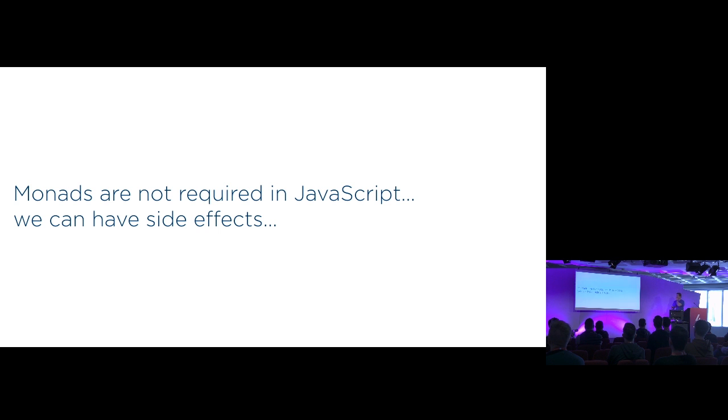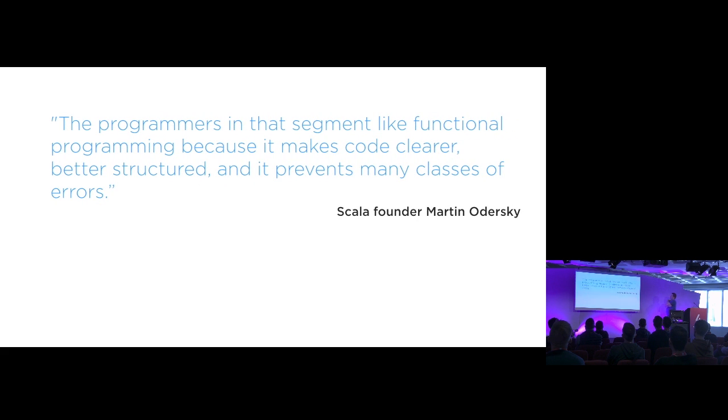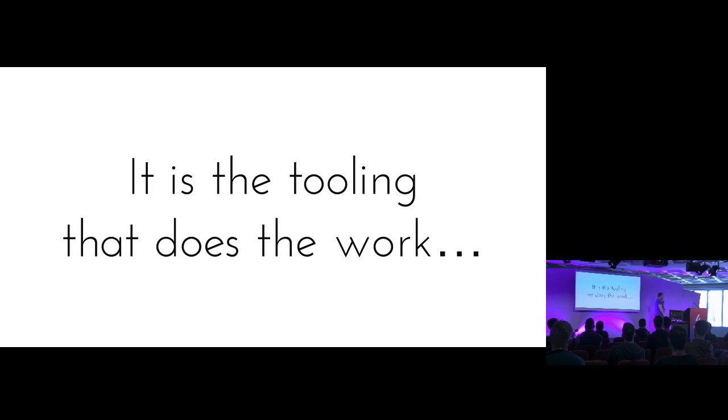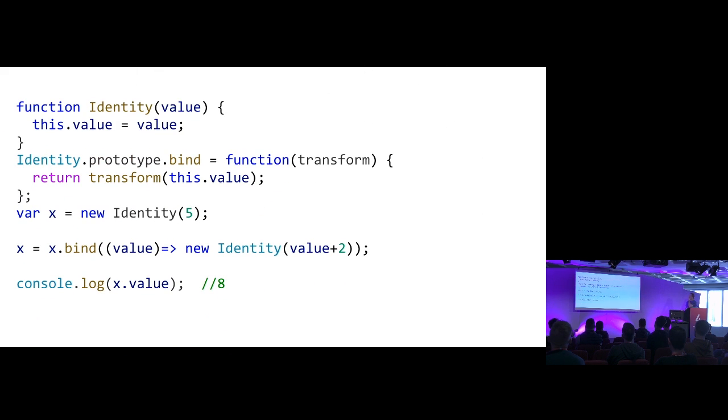And here's the other problem with the monad. Remember this phrase, prevents many classes of errors. It's the tooling that does the work. So here I have a monad, 5, I do a bind with a new identity value plus 2, I get an 8. The value of my monad is 8, and I know that, and it's clear right up until somebody does this.